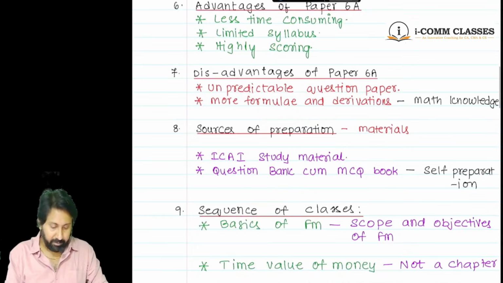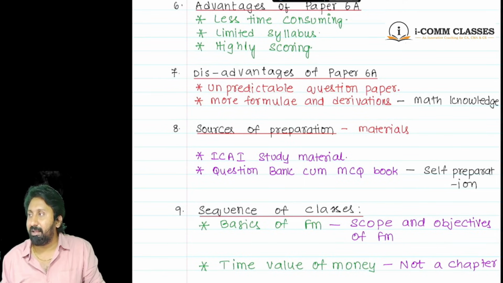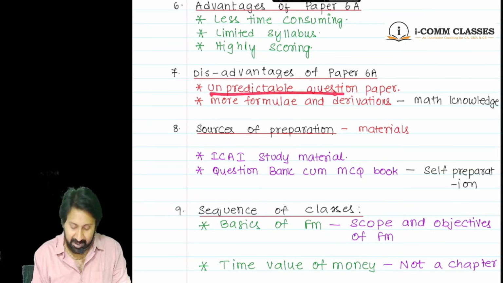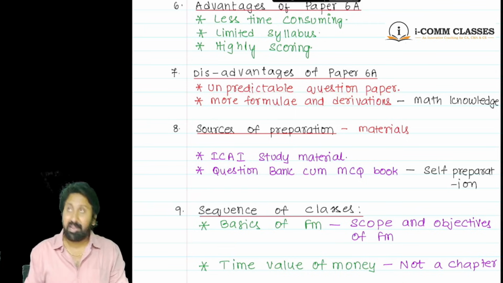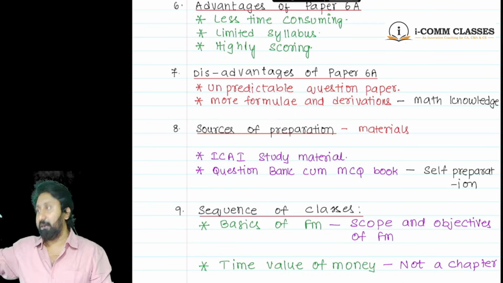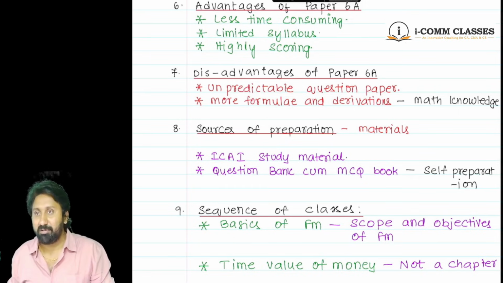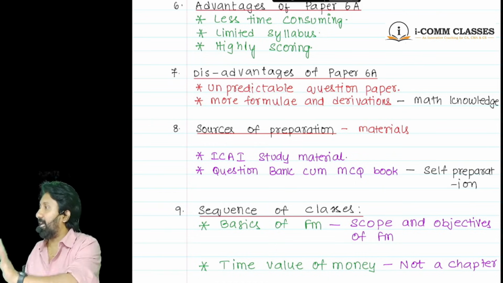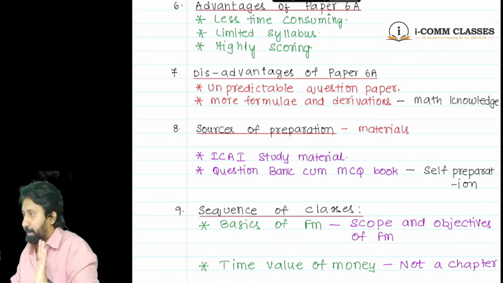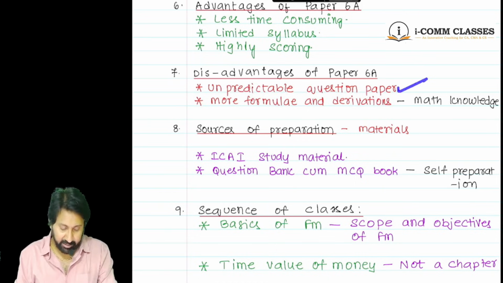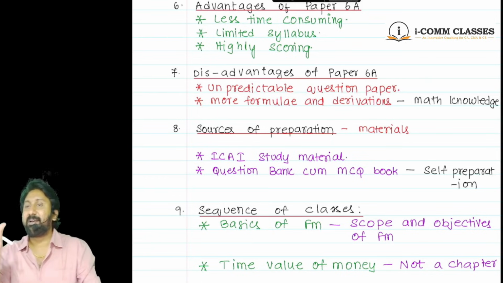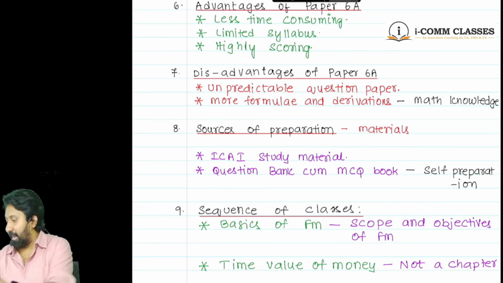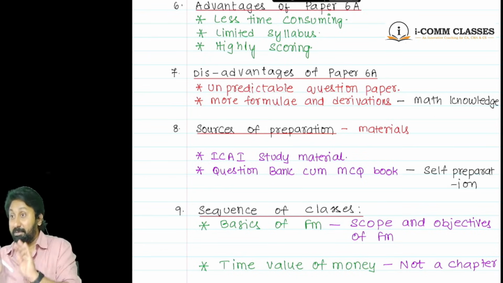See next. What are the disadvantages of this paper? Unpredictable. Means what? Last time this came, this time that will not come. Something he will give. Don't predict any question paper in CA; no one can expect it. Second thing is, some basic methodology is required here. Some say, sir, maths means I will get allergy. Then it will become to some extent difficult.